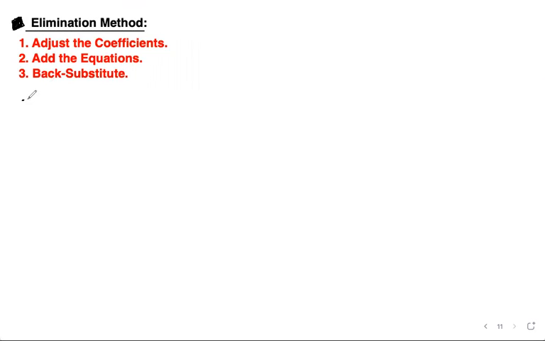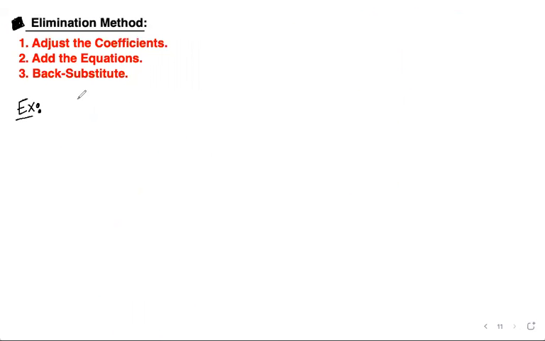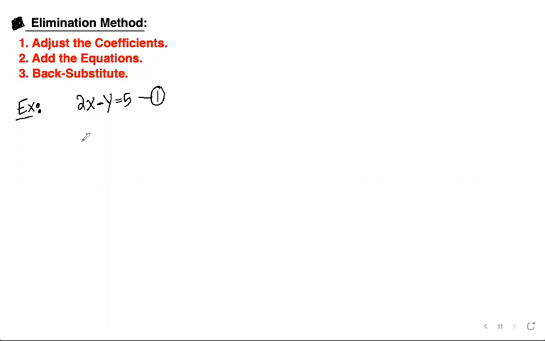Example for that. I'm going to use the same equations. 2x minus y equal 5, this is the first equation. And the second equation is x plus 4y equal 7.